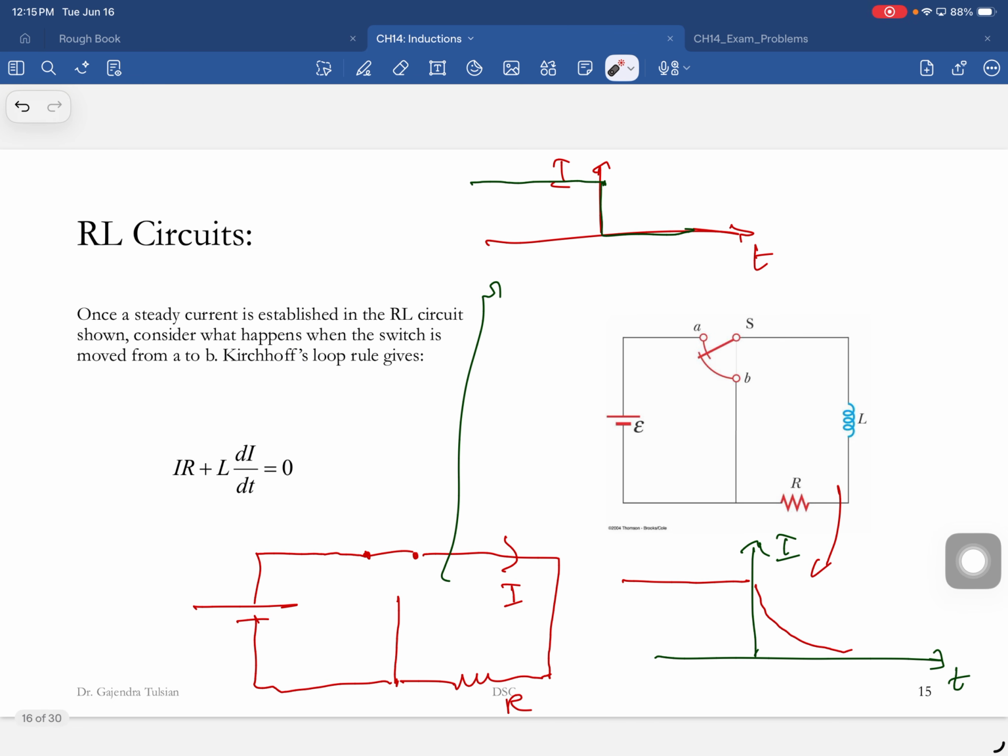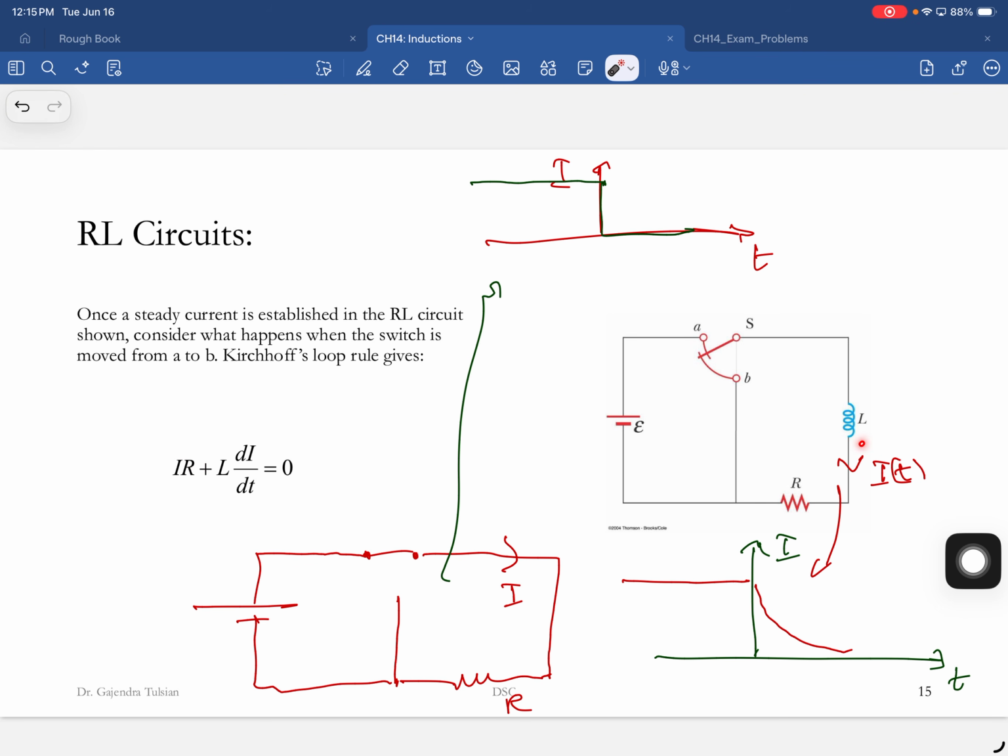Okay, so the equation for this, when you flip the switch from here to here, again, this is a closed loop, and the equation is as follows. So it's driving a current in the same direction, and when you go from here to there, you're going against the current, so it's plus IR, and then L.